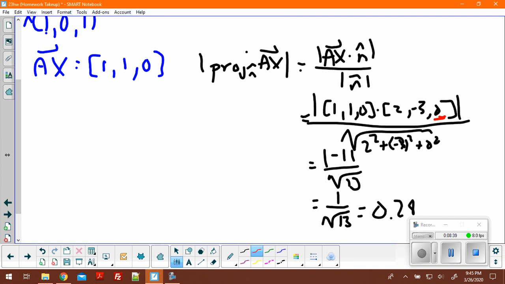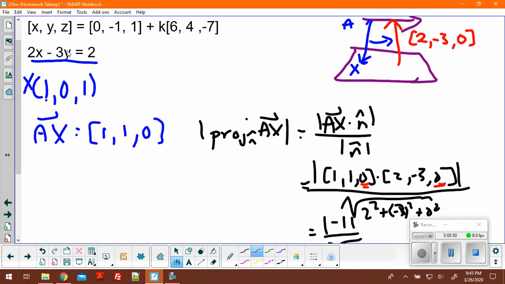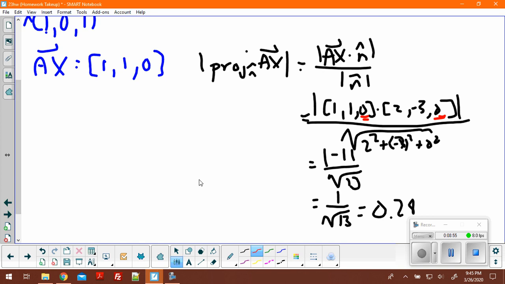And just again, to note quickly there, in the normal, the value of the z-coordinate was 0. So it wouldn't have mattered what was sitting here in AX. It would have gone to 0 anyway, which is why I didn't really apply it there. But that's kind of a weird thing, that it was missing that coordinate. But there you go. The distance is about 0.28.